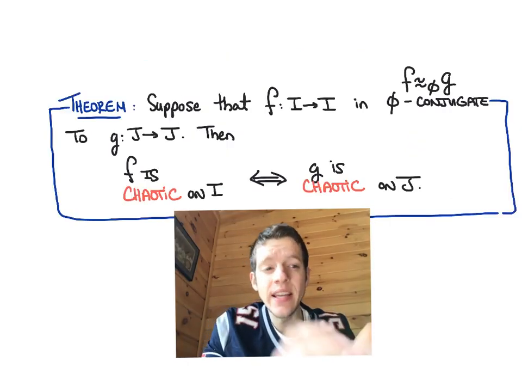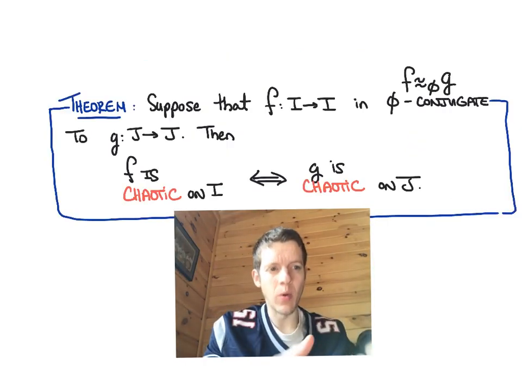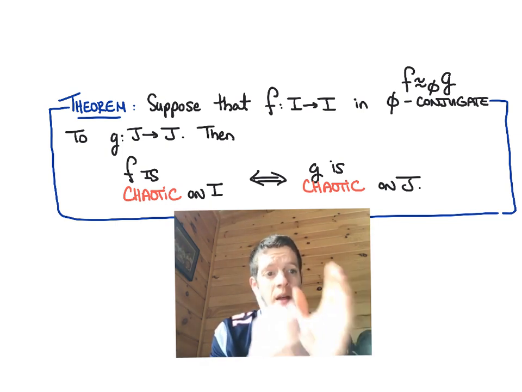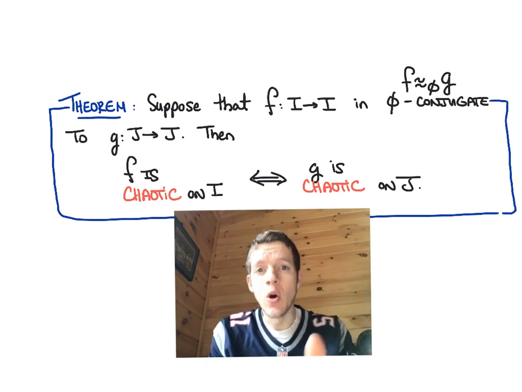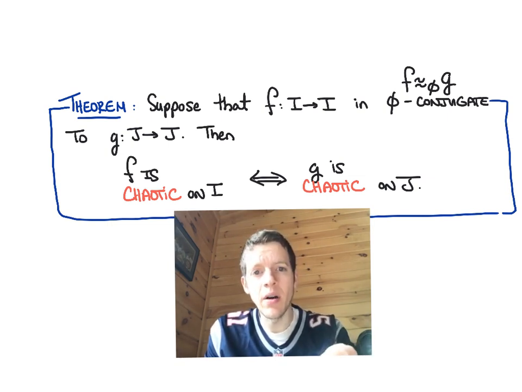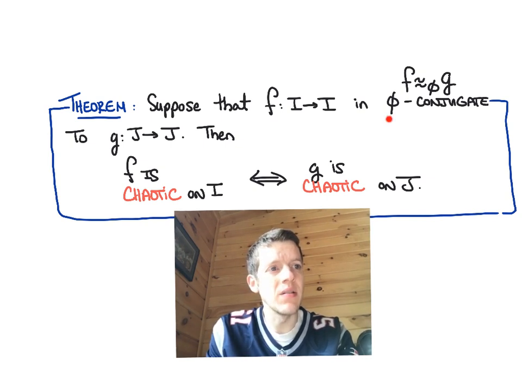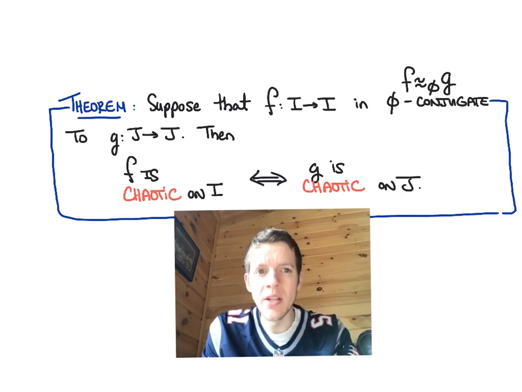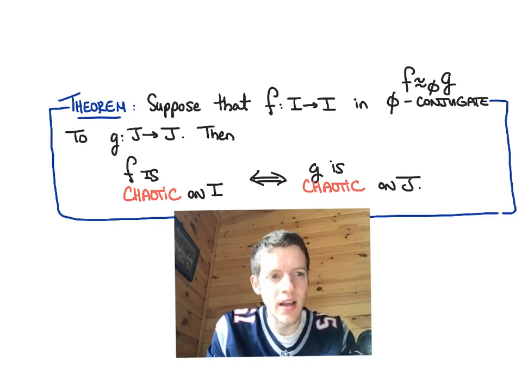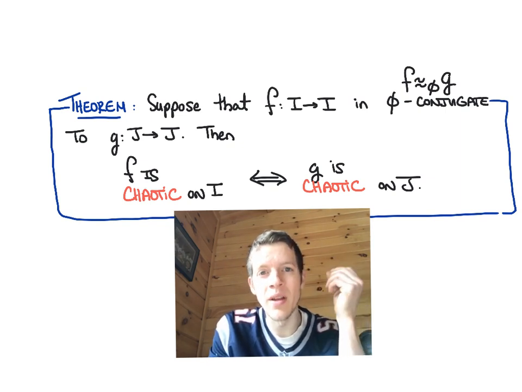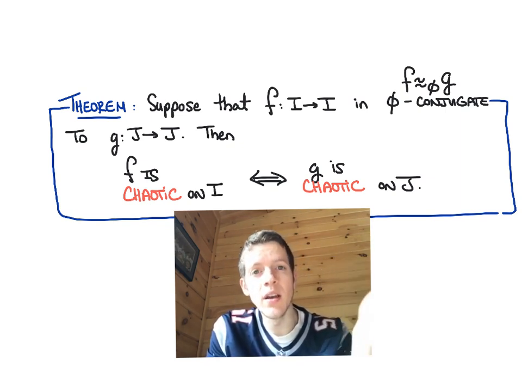So now that we have the idea of a conjugacy, we need a theorem or a result that shows us that having a conjugacy between f and g is going to preserve the fact that one of the maps is chaotic. So if you have a map f from I to I, and it's phi conjugate, so that means f is conjugate to g via the homeomorphism phi, then f is chaotic on I if and only if g is chaotic on J. So if g is chaotic, that means f is chaotic. If f is chaotic, g is chaotic, provided that you have this homeomorphism that is creating a conjugacy between f and g.